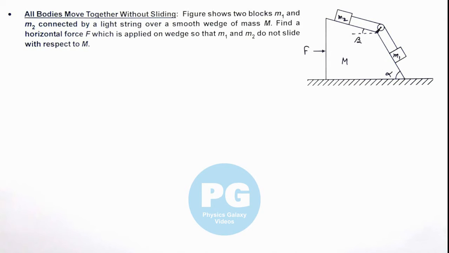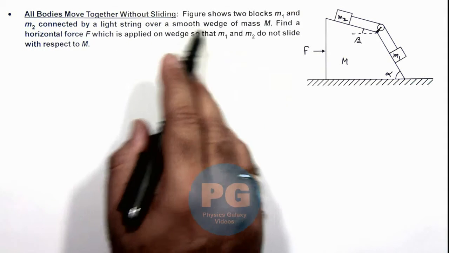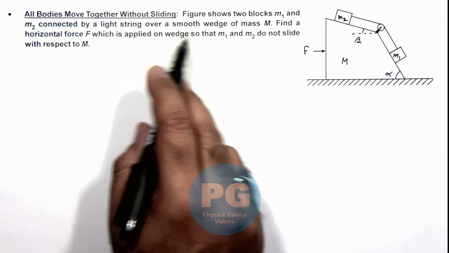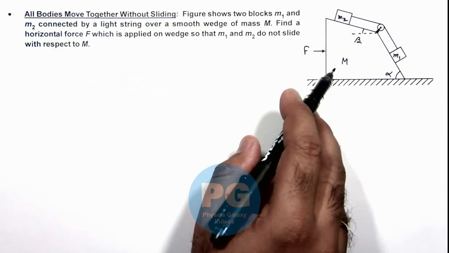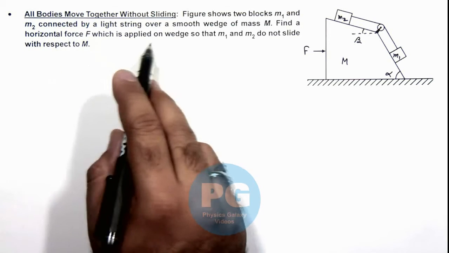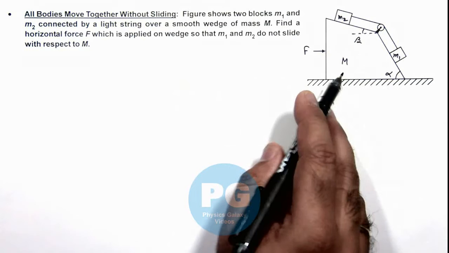In this illustration, we'll discuss a case when all bodies move together without sliding. Here, the figure shows two blocks M1 and M2 connected by a light string over a smooth wedge of mass M. We are required to find a horizontal force F which is applied on the wedge so that masses M1 and M2 do not slide with respect to M.